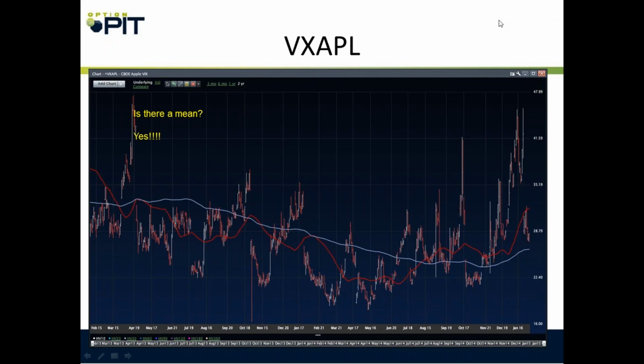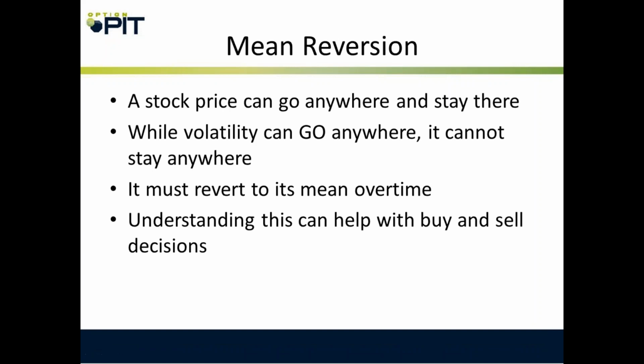The thing to remember is a stock price can go anywhere and stay there, while volatility can go anywhere, but it cannot stay there. It will revert back. Understanding this will help you with your buying and selling decisions.